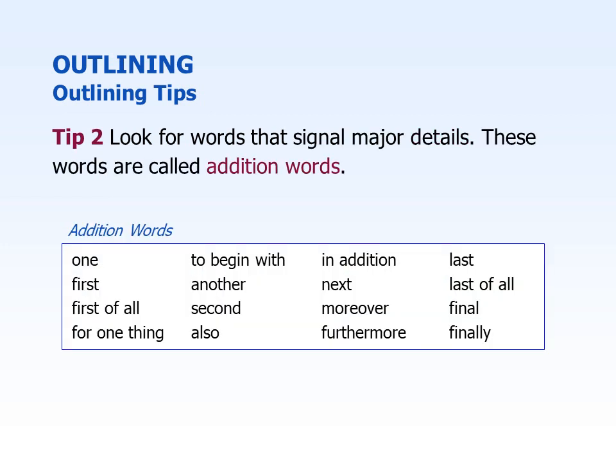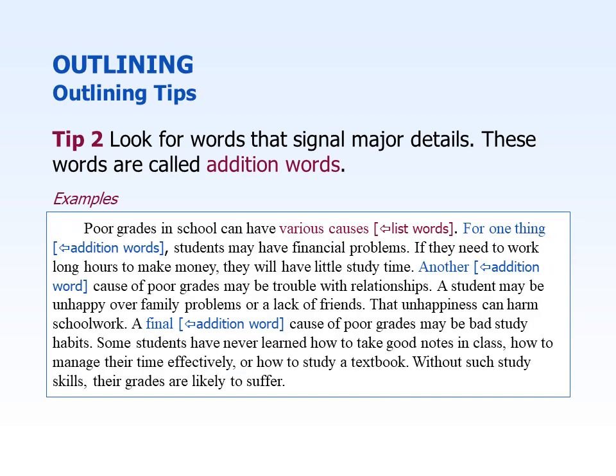So after you find the main idea, then you're going to look for the supporting details, the major details. They will start with words like one, first, first of all, for one thing, to begin with, another, second, also, in addition, next, moreover, furthermore, last, last of all, final, and finally. These are what the book calls addition words. These are for your major supporting details. So if we look in this particular paragraph, in the first one, various causes, that's your list words. And then for your supporting details, you see for one thing, another, and final. Those are all your supporting details.